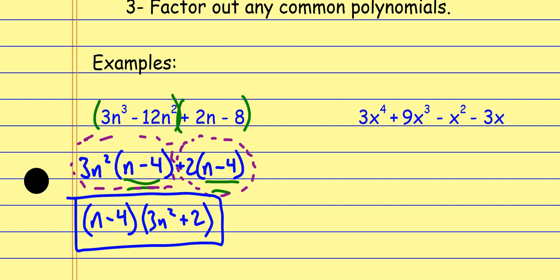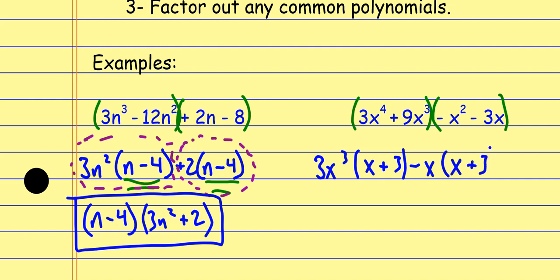I'm going to put them in groups. Out of the first group, I can factor out a 3x cubed, which leaves me with an x plus 3. Out of the second group, I can factor out an x. So I'm going to do a minus x, which leaves me with an x plus 3. And be careful with your signs there. And now I see that I have a big chunk of x plus 3 in common. If I take that away, I'm left with a 3x cubed minus x.